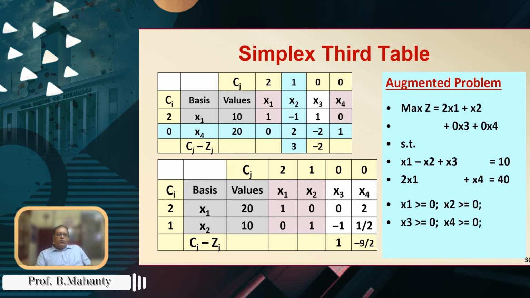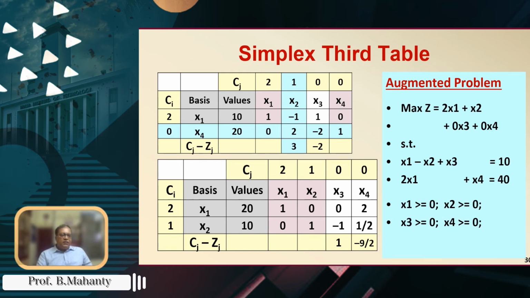So this is the key row. The intersecting element is 2. So we divide everything by 2 and get 10, 0, 1, minus 1 and half. The remaining elements we calculate, particularly the key column from the canonical form point of view. So here is x1 and x2. So 1, 0, 0, 1, that form is maintained.